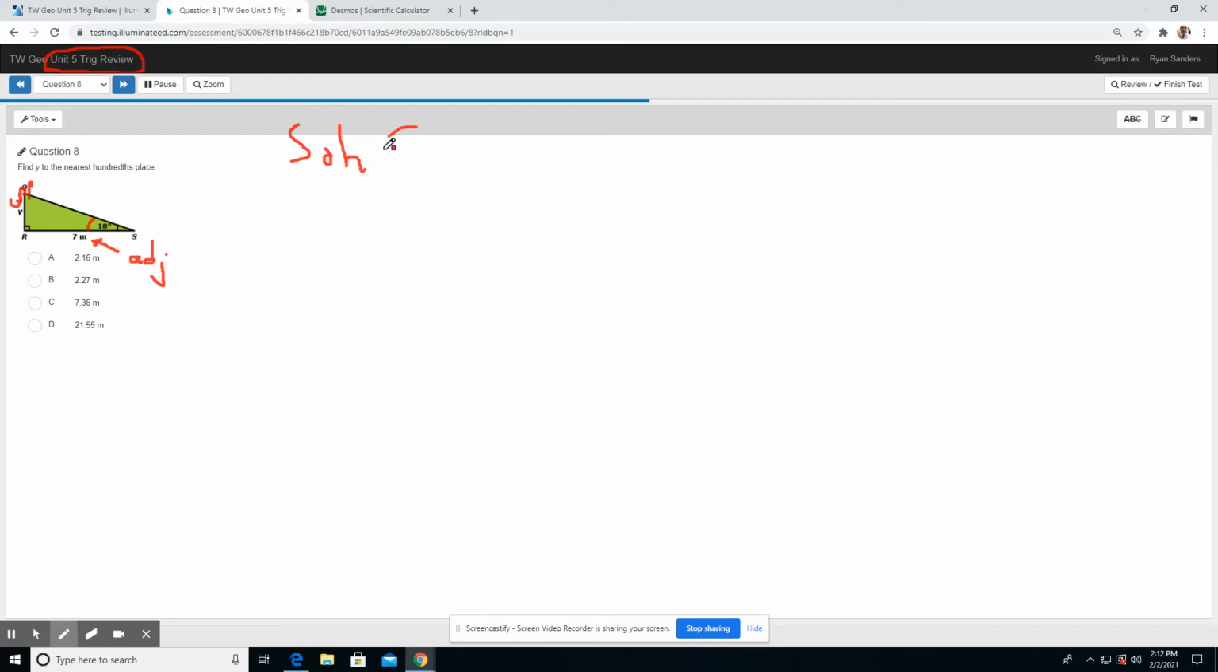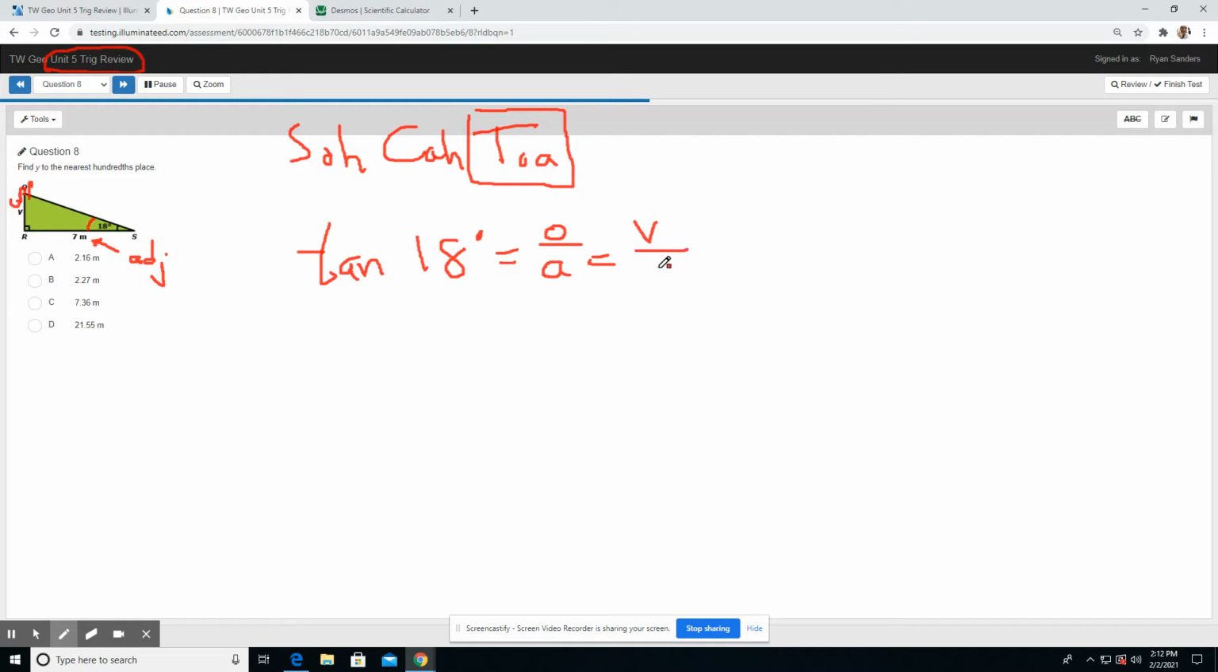SOHCAHTOA. And we are given adjacent and opposite. Adjacent and opposite is tangent. Say tangent of 18 degrees is equal to opposite over adjacent. The opposite side is y. The adjacent side is 7. So we'd calculate the tangent of 18 degrees equal to y over 7, times 7 on both sides.